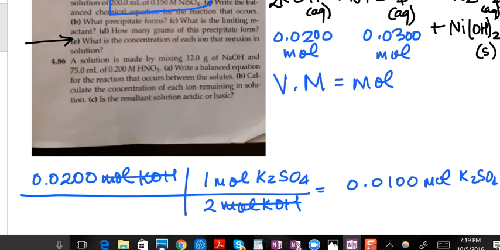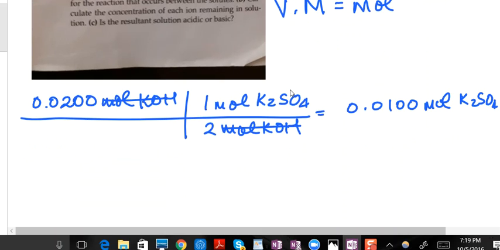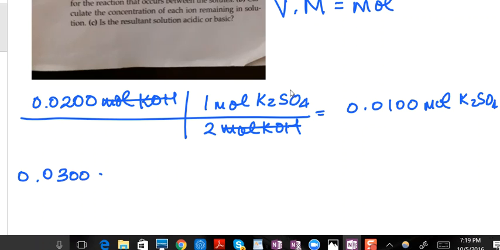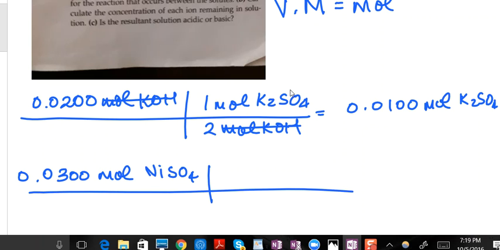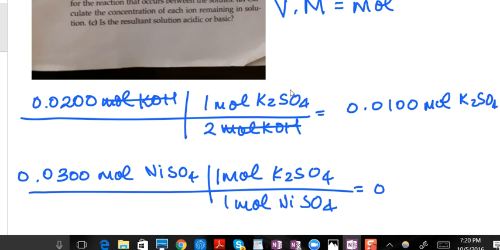Let's do the same thing for nickel sulfate. We start with 0.0300 moles of NiSO4. The mole ratio, however, at this time is a 1-to-1 ratio. We see from the coefficients that we have 1 mole of K2SO4 to 1 mole of nickel sulfate, which is now going to give me 0.0300 moles of potassium sulfate.